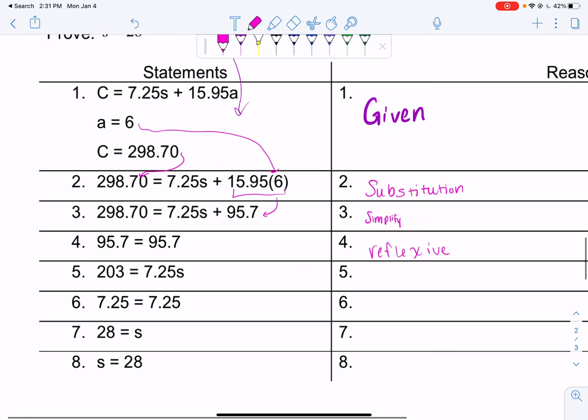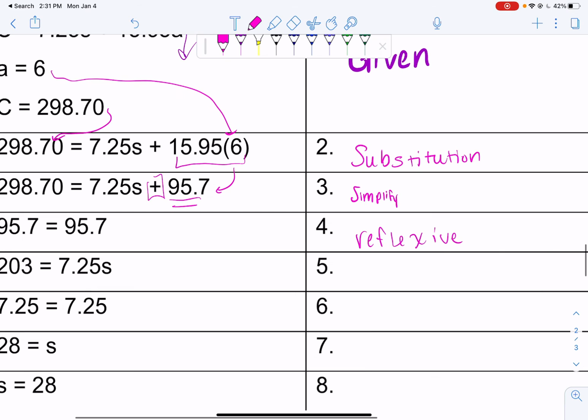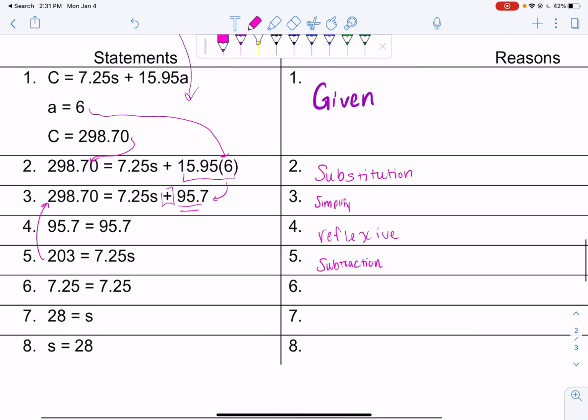Number 5, I have 203 equals 7.25s. Well, if you look at my equation, I started with 298.70, and I had my 95.7. It was positive, and I'm getting now a smaller result. I went from 298.70 to 203. So I got rid of my 95.7 by subtracting. So I can just write subtraction, because I am subtracting from both sides of my equation.